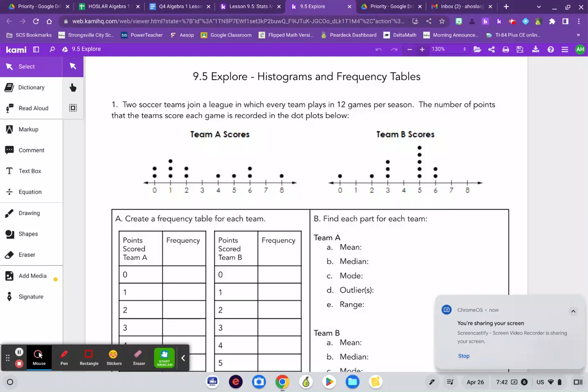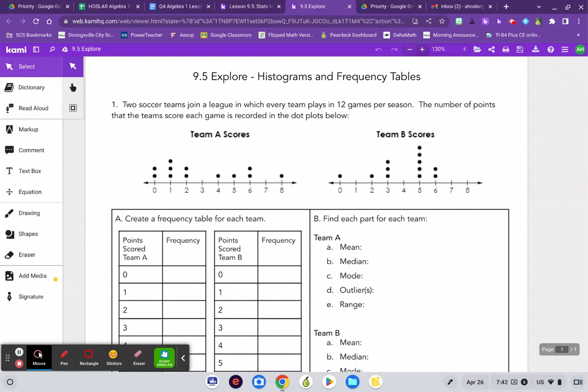All right, I'm here, Mrs. Hassler, to do the 9.5 Explore. Today we are going to look at histograms and frequency tables using dot plots, and we will continue to find statistical pieces of evidence such as measures of center, outlier, and range.